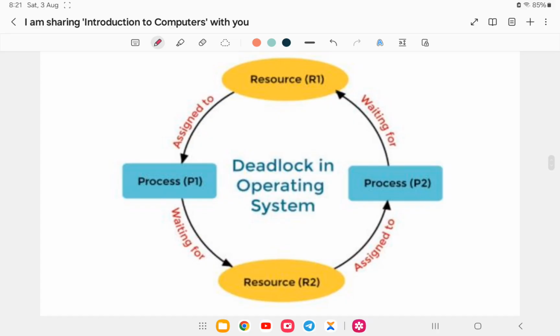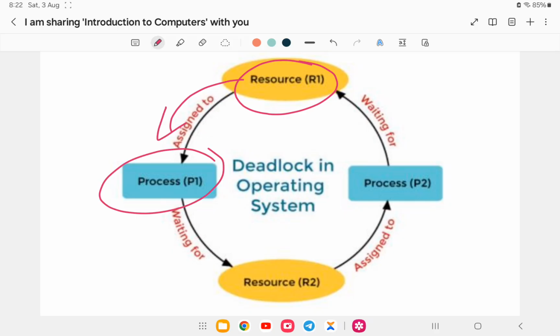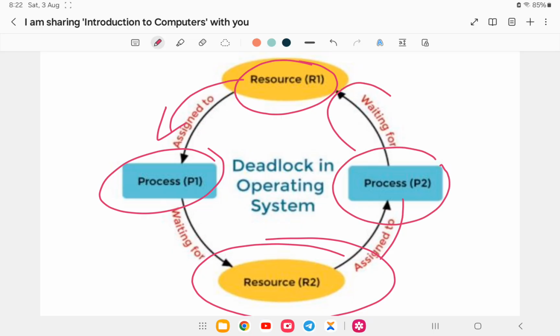In a deadlock, the first resource is held by process number 1, and another process, number 2, wants to add 2 plus 2, so both of them wait, and because of this neither can move ahead. This is known as the deadlock in operating system. So I hope you're clear. Let us go to the next question.